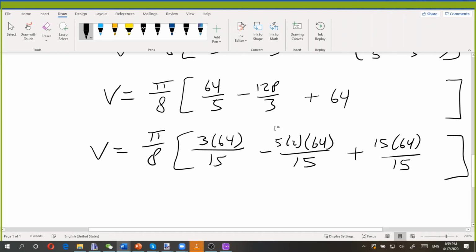Okay, any questions on what I did there? Okay, so then 3 times... Why do we need to multiply 15 on the top again? I'm trying to get a common denominator so that I can add all of these fractions together. So since I've got a 5 and a 3, my common denominator would be 15. So I'm going to turn all of these terms into fractions over 15 so that I can add them together.